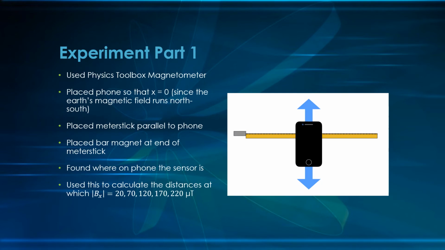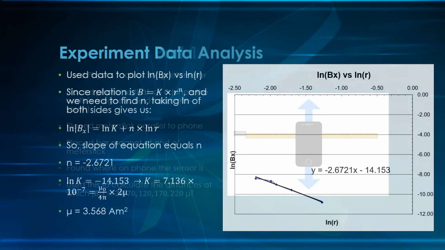For the first part of the experiment, using the magnetometer app, I placed the phone so that the x component of the magnetic field was 0. This meant that the phone was facing north since the Earth's magnetic field runs north-south. Then I placed the meter stick parallel to the phone, as shown in the image, and I placed the bar magnet at the end of the meter stick. I then found where in the phone the magnetometer sensor is, and I used this to calculate the distances at which B of x equaled these values. I also used 3 trials for each.